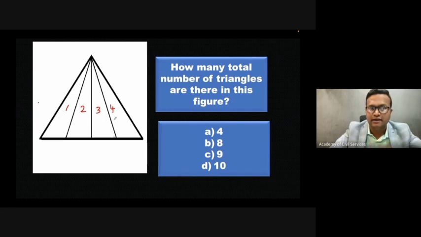If 4 triangles are visible, then the answer will be 1 plus 2 plus 3 plus 4. If 4 triangles are visible, the sum of these numbers will be the answer. If 5 triangles are visible, 1 plus 2 plus 3 plus 4 plus 5: 4 plus 3, 7; 7 plus 2, 9; 9 plus 1, 10 is the correct answer.